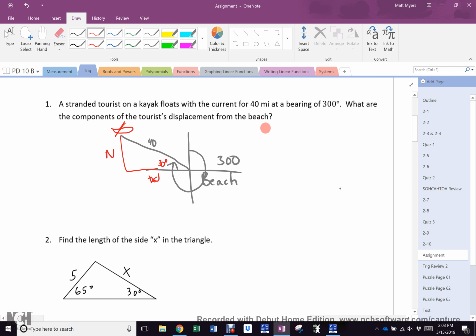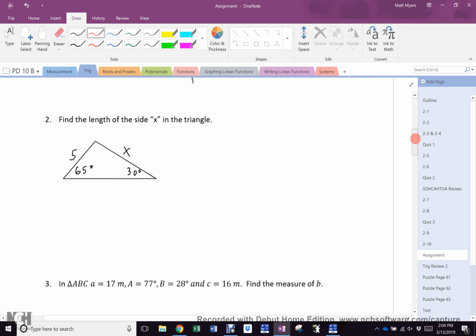So I will do sine 30 equals north over 40. 40 sine 30 equals north. And cos 30 equals west over 40. 40 cos 30 equals west. And then you will tell me the answers in a moment.